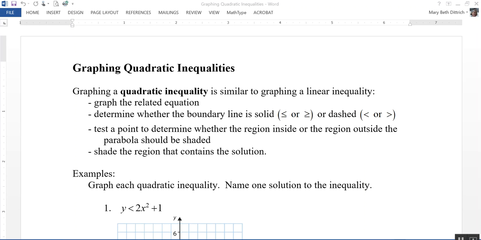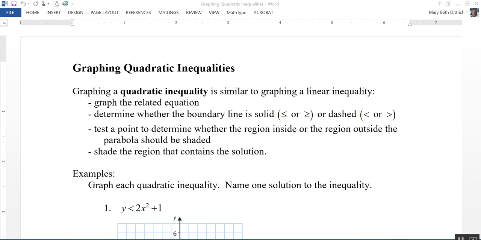This video is on graphing quadratic inequalities. Graphing a quadratic inequality is similar to graphing a linear inequality. We first want to graph the related equation, then determine whether the boundary line is going to be solid for a less than or equal to or a greater than or equal to, or is the boundary line going to be dashed for a less than or a greater than.